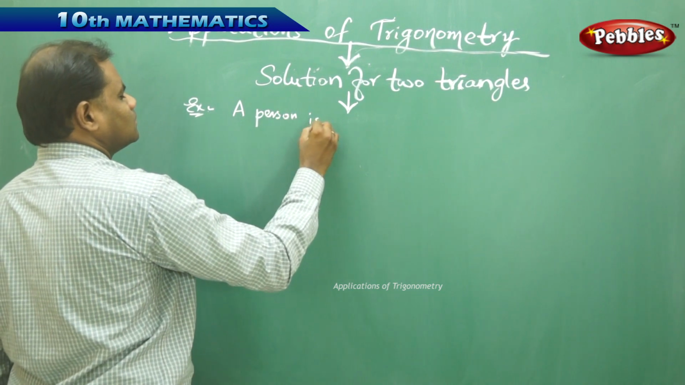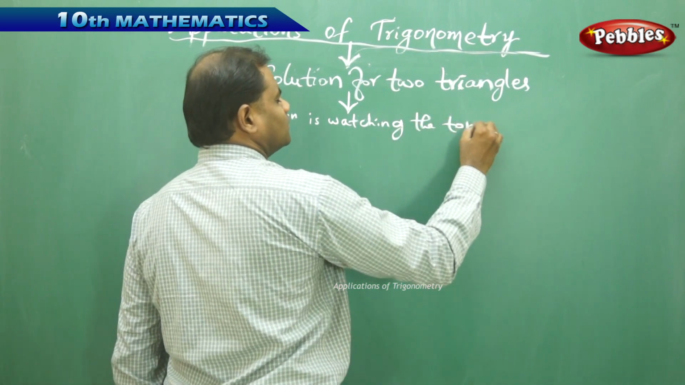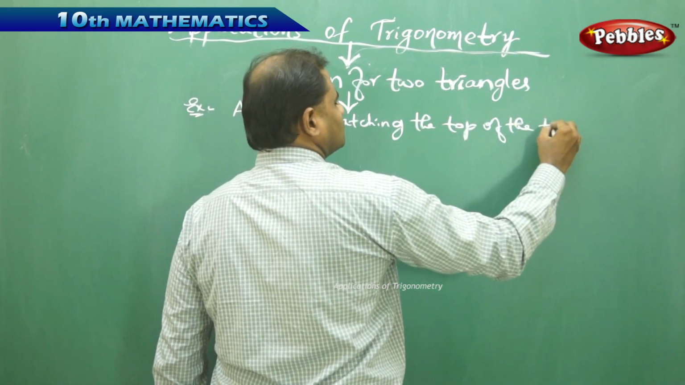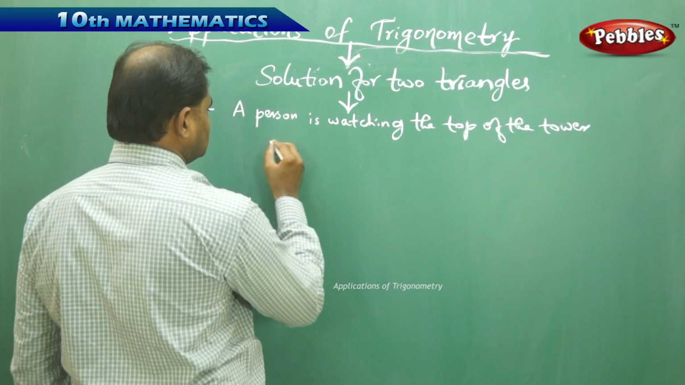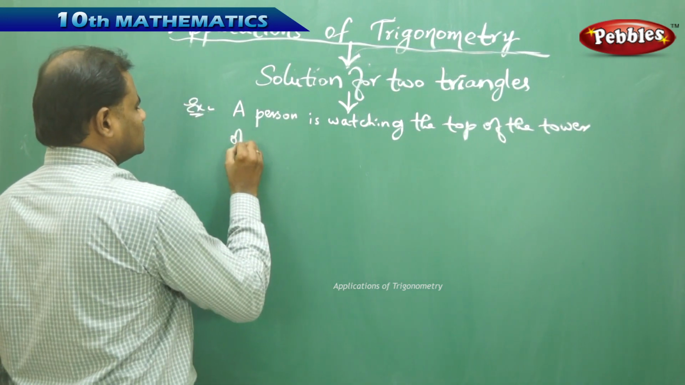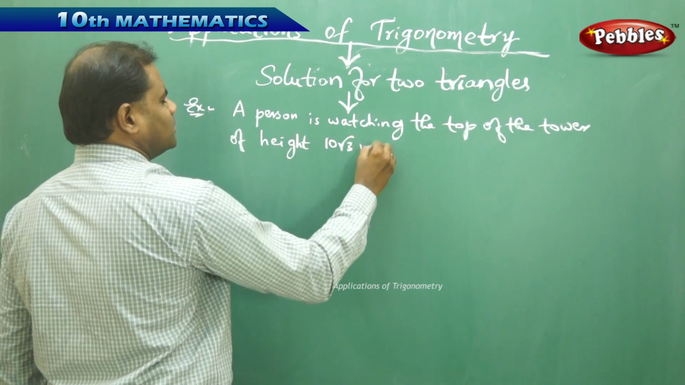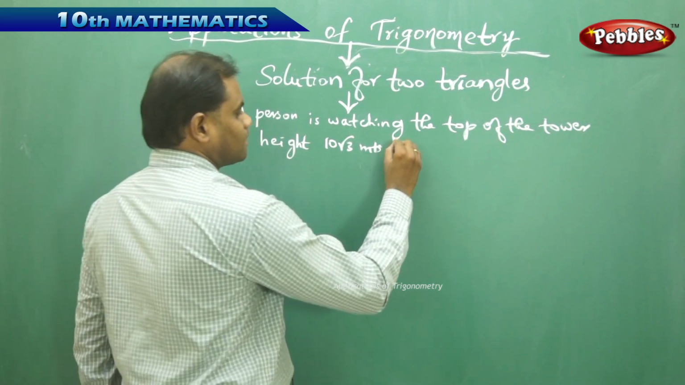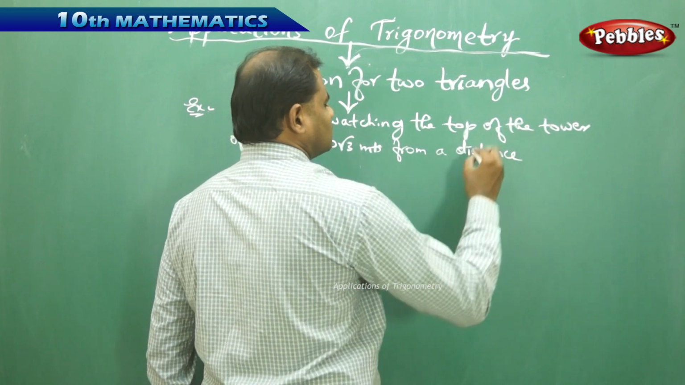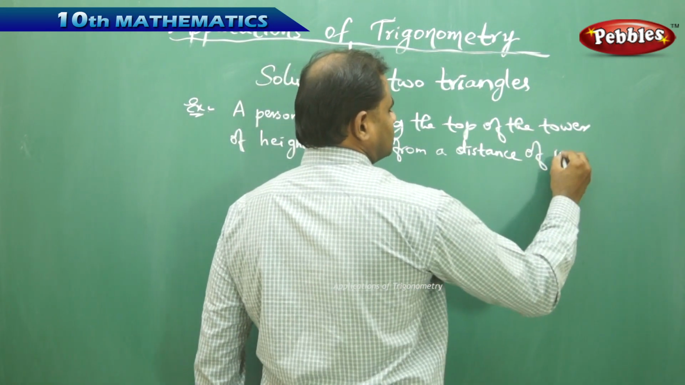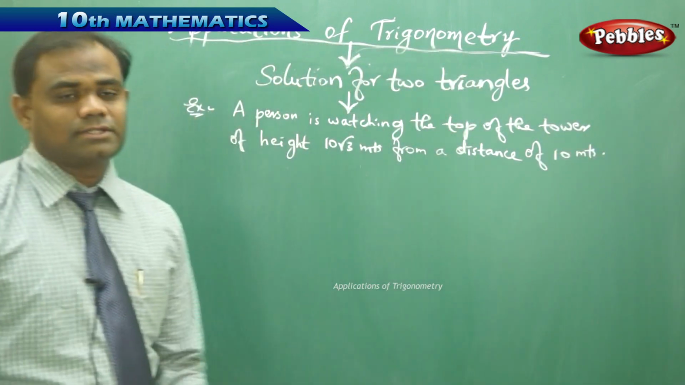A person is watching the top of the tower of height 10√3 meters from a distance of 10 meters is the question.